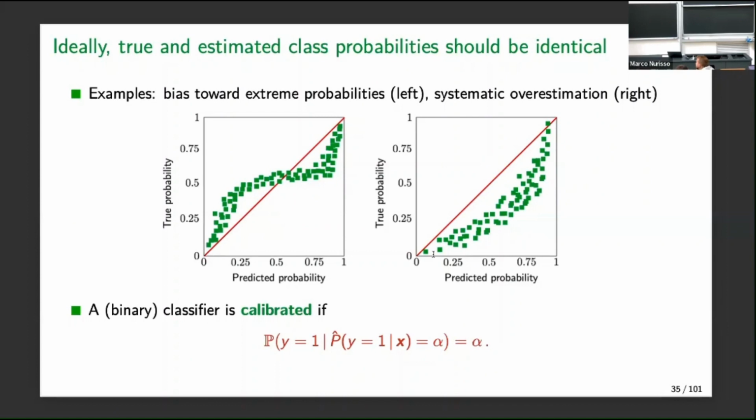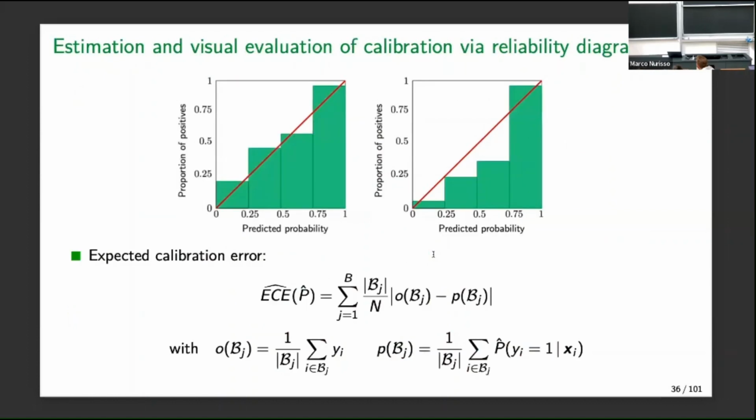So of course, this definition is on the population level. You take this probability that you see here over a random XY pair from the underlying distribution, and we don't know the underlying distribution. So when we have a data set, we'll have to estimate this probability to see whether our classifier is calibrated. And the classical way of doing that is with so-called reliability diagrams.